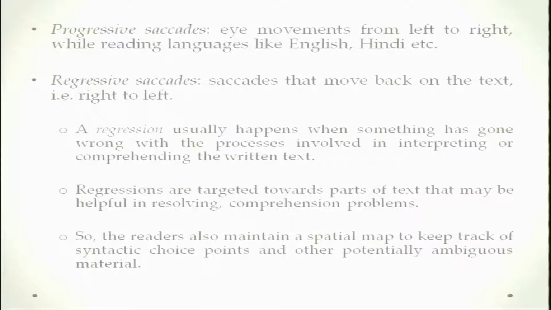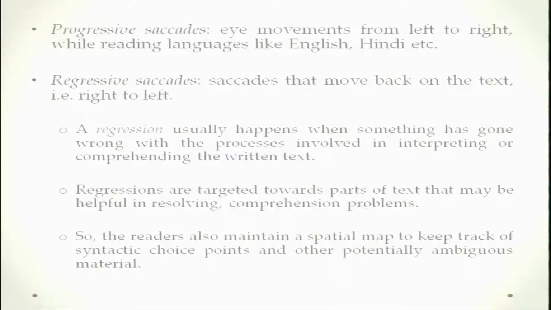Sometimes, however, once you are reading from word 1 to word 2 to word 3 to word 5, 6, 7, words 5, 6, 7 might not be very clear. So you might want to come back to words 1 and 2 to read them and make more sense of words 5, 6, 7. These kinds of coming-back saccades are referred to as regressive saccades. So saccades that move back on the text, contrary to the direction of the text, are referred to as regressive saccades.